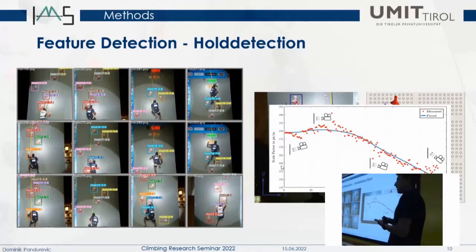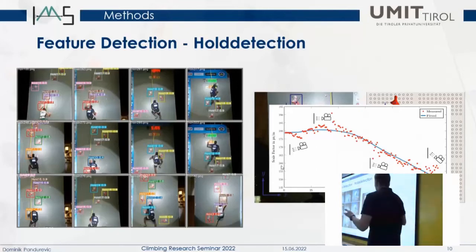So we're doing this over the whole recording to get a course of the speed of the camera. As you can see here, the camera is following the athletes, and therefore the velocity changes because of the speed climbers.